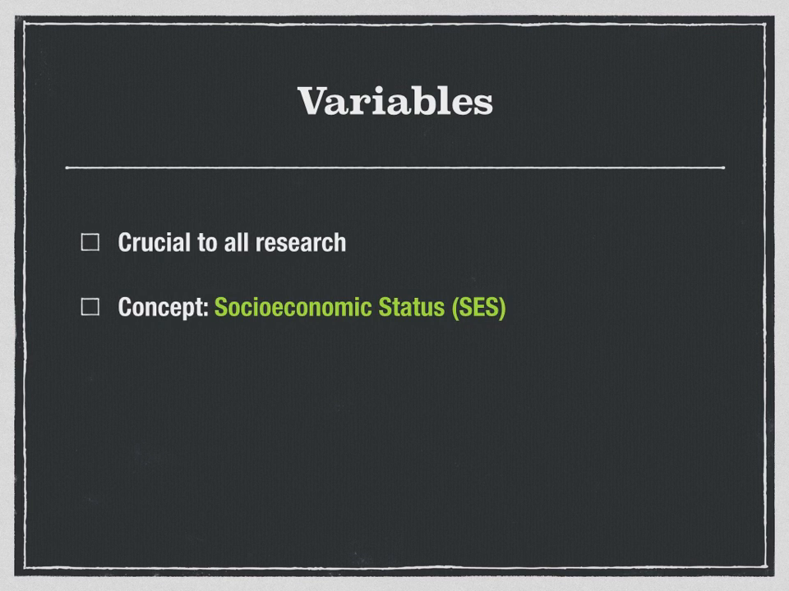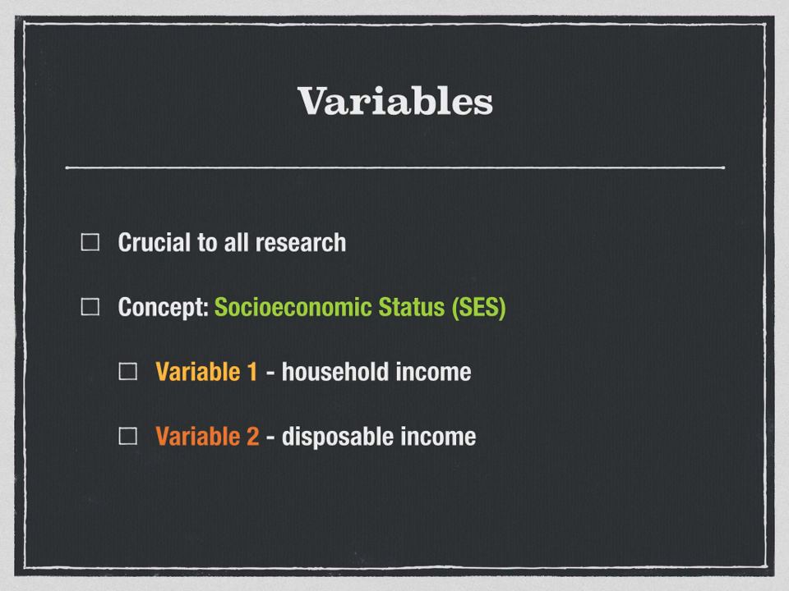Once we have our concepts defined, we need to identify variables that correspond to these concepts. This, in my opinion, is one of the most important steps in research design. Variables are basically the specific aspects of a concept that we define. For example, when we think of socioeconomic status, or SES, it has aspects including household income and disposable income, among others.